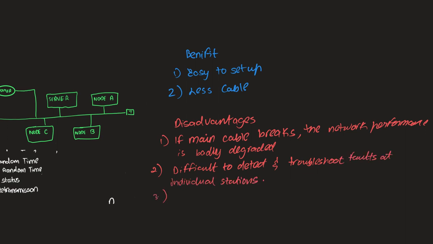Third is that its efficiency reduces as the number of stations increases. So we'll say efficiency reduces as nodes increase. There's also a possibility of collisions occurring, and the security for such a topology is definitely lower than what we would want. Several computers will receive the same signal sent from the source.